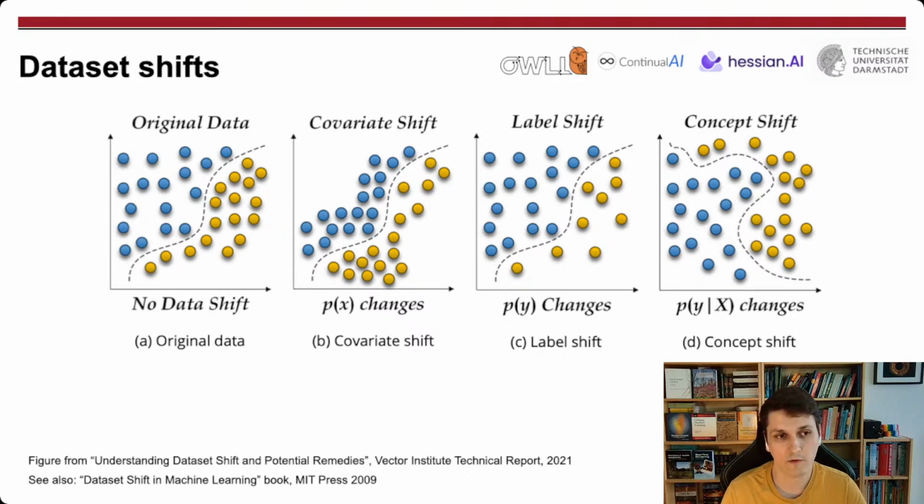The second one, someone's already mentioned, is the label shift, which would be the distribution of your labels changes. And the third one, someone's also already mentioned, is the concept shift, where maybe the prediction of a label given the data distribution changes, so that the decision boundary that we need to draw overall is completely different from before.